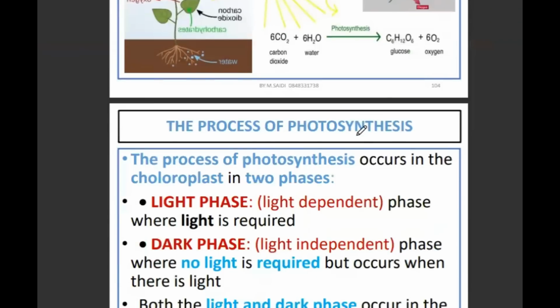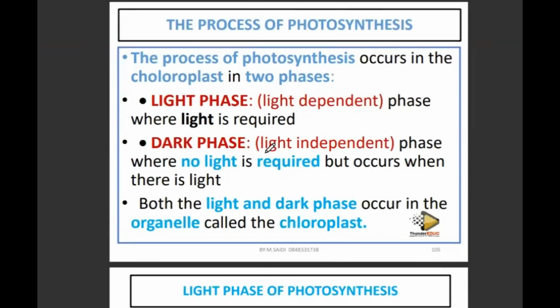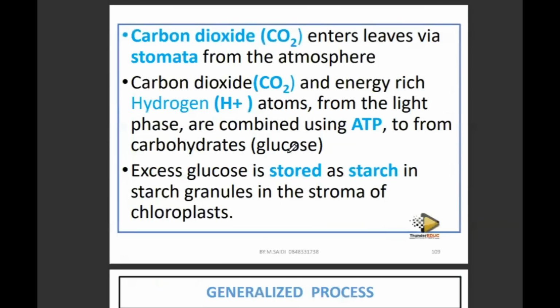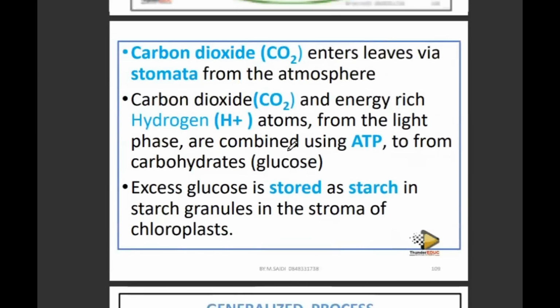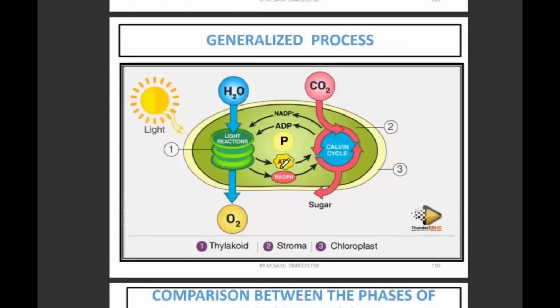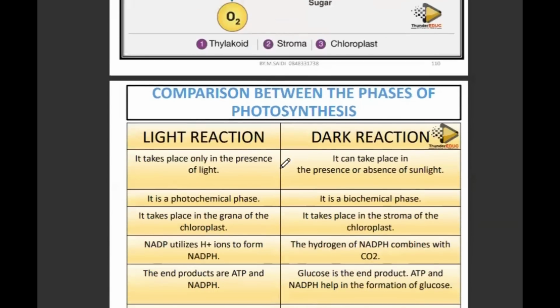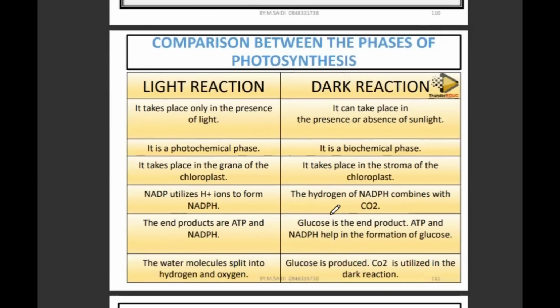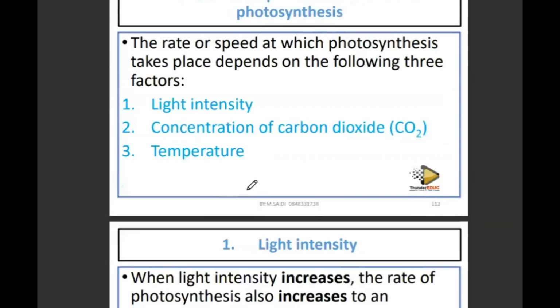Then we go to the next thing, light phase and light-independent phase. Just know the light phase and the light-independent phase, please take note of them and what happens in each. That's not a big deal. But when it comes to the difference between the light phase and the dark phase, at least know two of the differences. If you are asked for many, we don't ask for more than three. In most cases, that's how it operates.